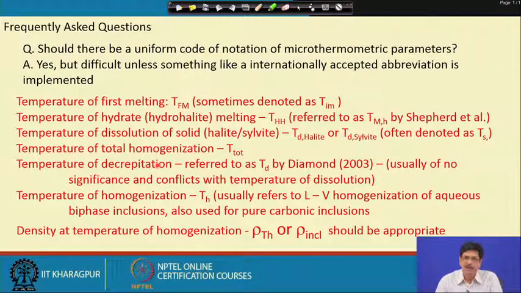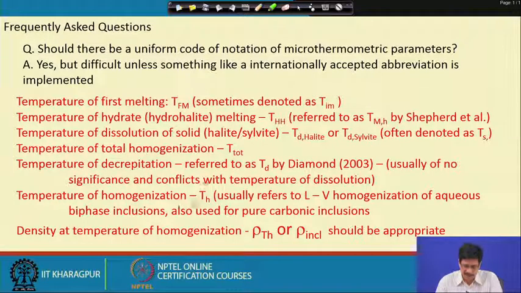The temperature of decrepitation for an aqueous carbonic inclusion is sometimes reported, but as we know it is of no value, because it does not give us any volumetric property, and no important conclusion can be made from it. Sometimes it is said that this temperature of decrepitation could be a very close approximation to the temperature of homogenization, if the inclusion is tending to homogenize at the time when either the aqueous component or the carbonic component has reduced considerably in size and is just on the verge of homogenizing. If at that point the inclusion is decrepitating, then it possibly would make some sense, but it is not usually true. So, in that case we only take it as the temperature of total homogenization. Denoting the temperature of decrepitation as TD will definitely conflict with TD as dissolution, but it is used by some authors.